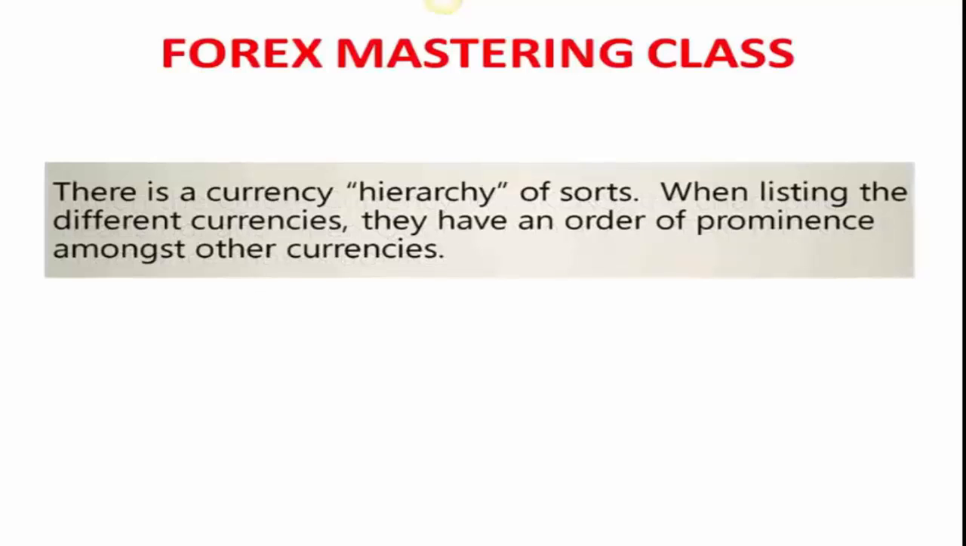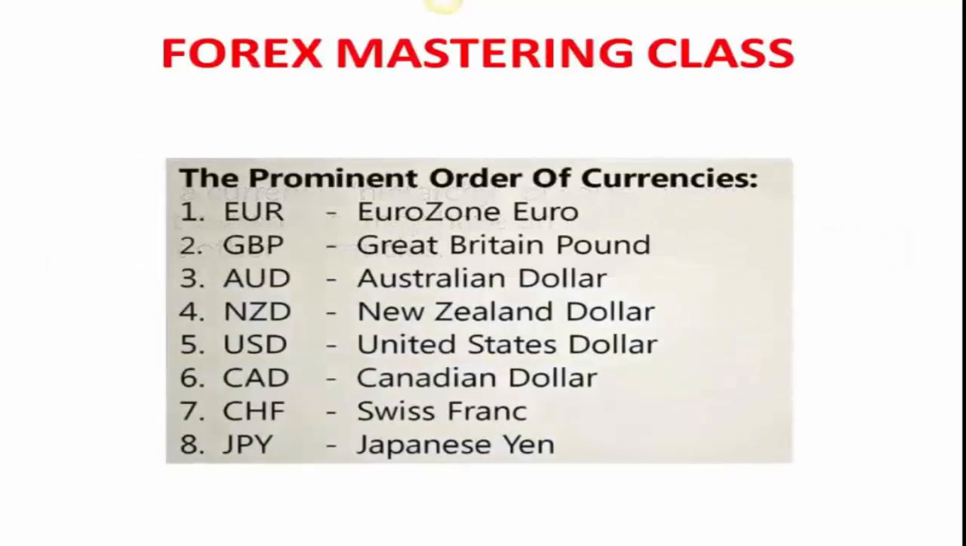These are just the basics. This is the currency hierarchy of sorts. When listed, the different currencies have an order of prominence among other currencies. What are we talking about here? We're talking about the hierarchy of currencies, the prominence order of currencies. So this is how they are tabulated.